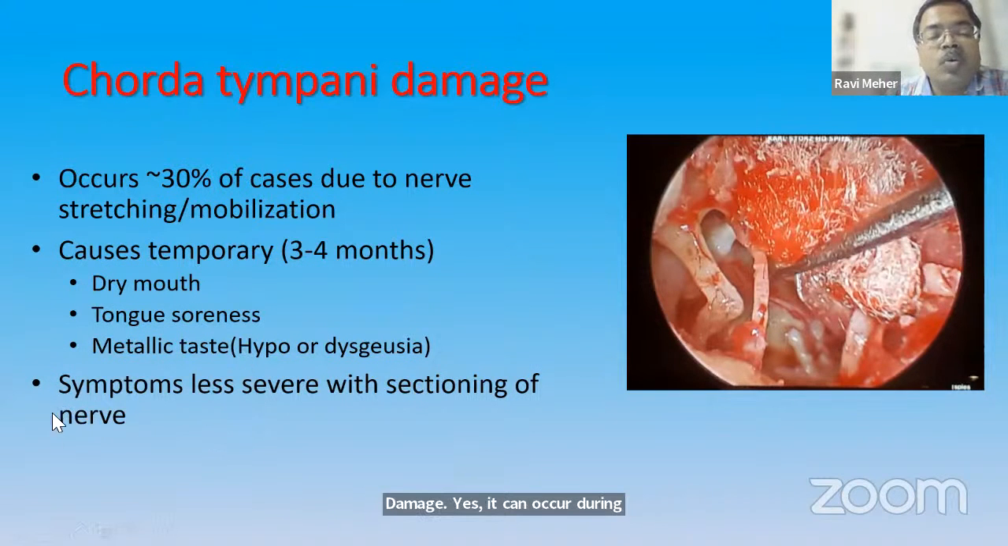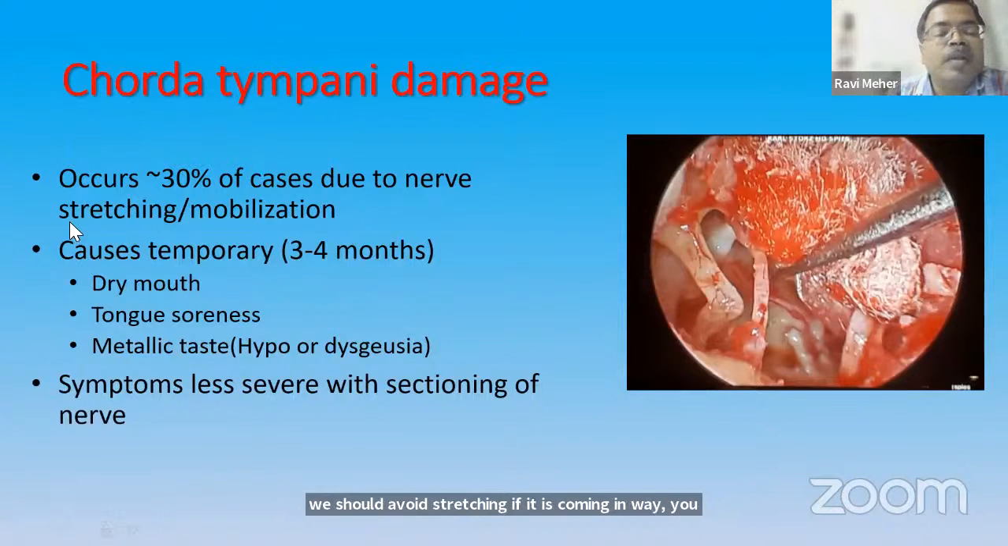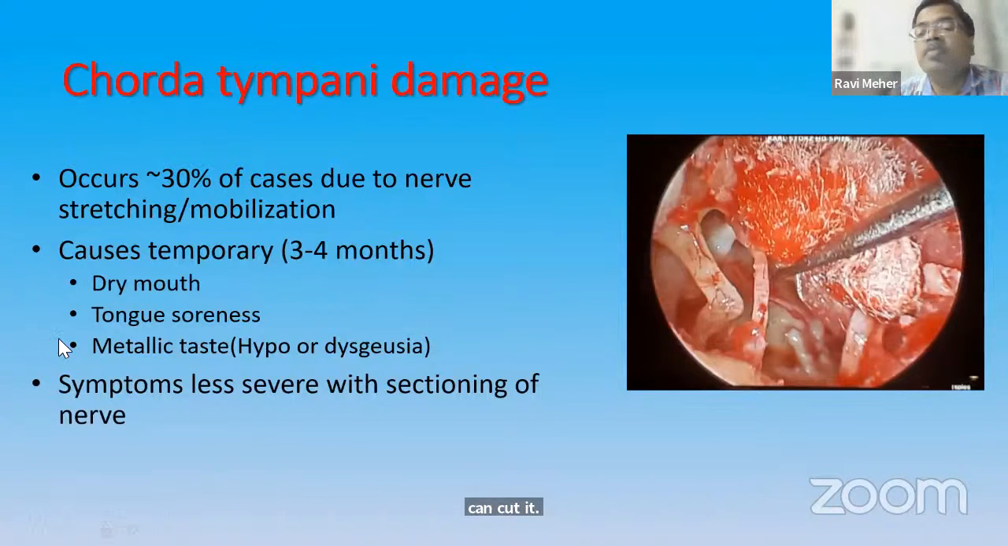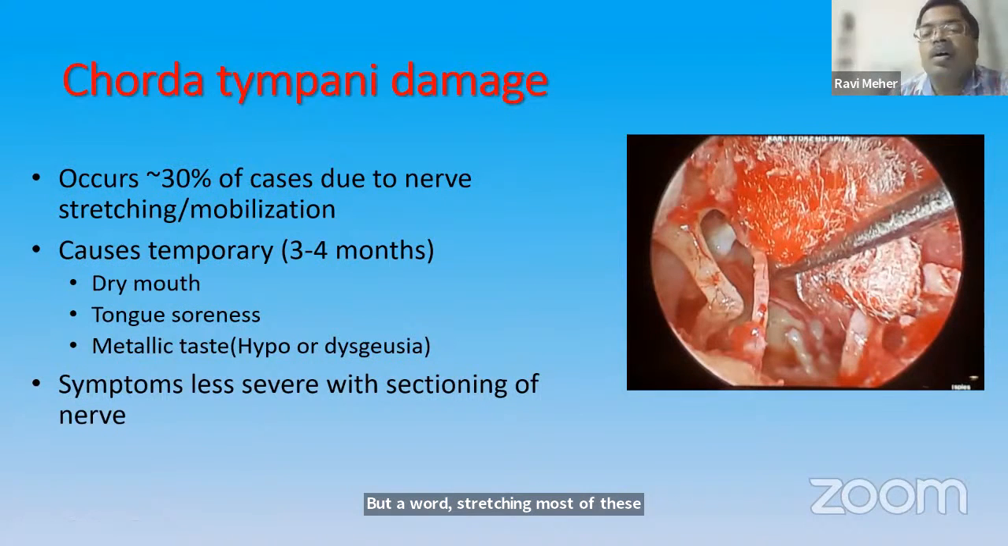Again, I have already told you about the stretching of the nerve. You should avoid stretching. If it is coming in the way, you can cut it, but avoid stretching. Most of these patients, intelligent patients, will come with complaints of chorda tympani damage, complaints of taste disturbance after the surgery, and you must take a consent for this.